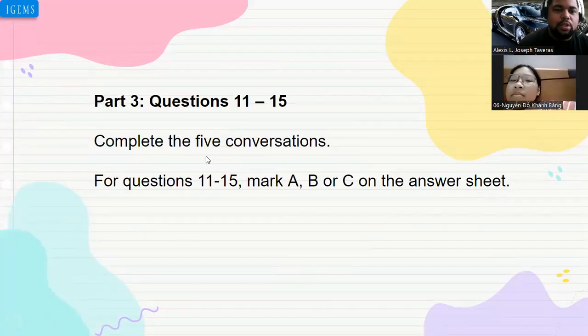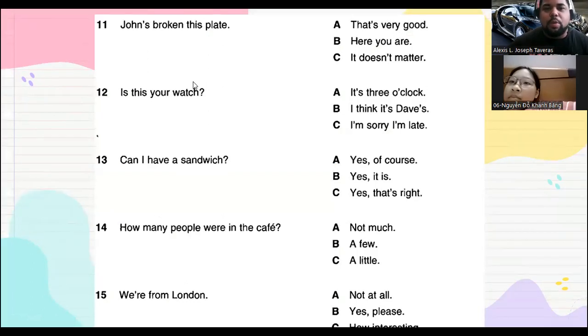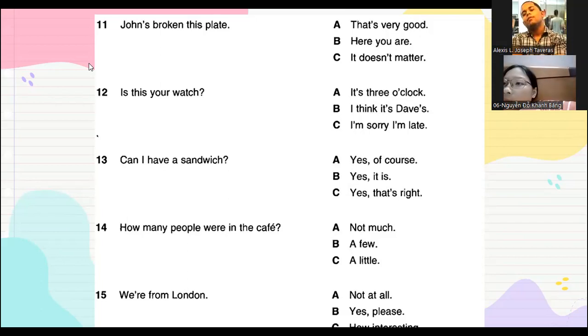So now complete the questions, all right? That's all about conversation. Okay, look at that. Here I have some questions for you, Ben. John broke the display. A, that's very good. Here you are, or it doesn't matter. What is going to be the best answer? John broke the display. Okay, and yeah, it doesn't matter.